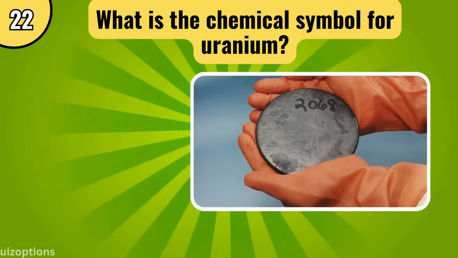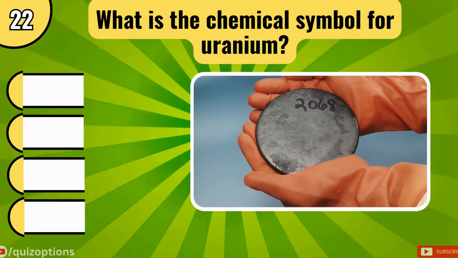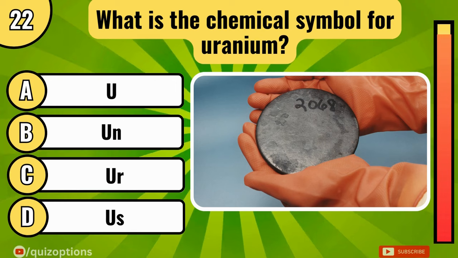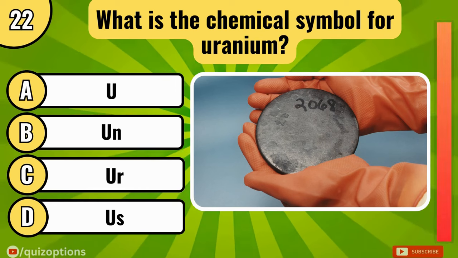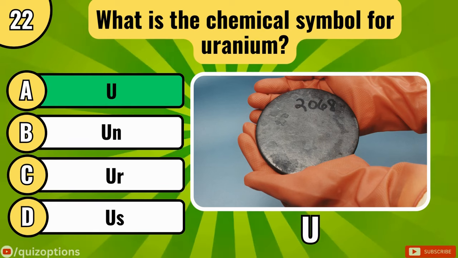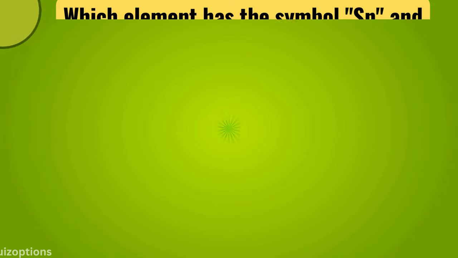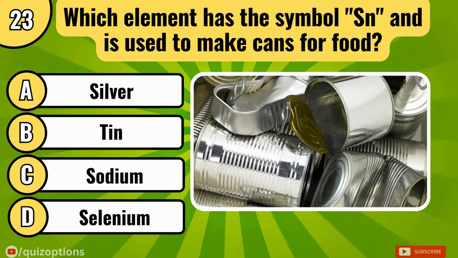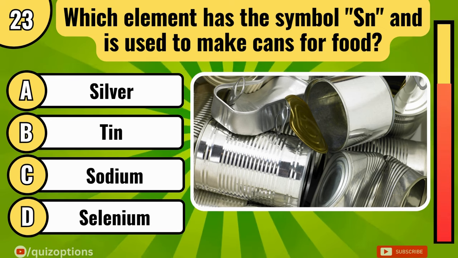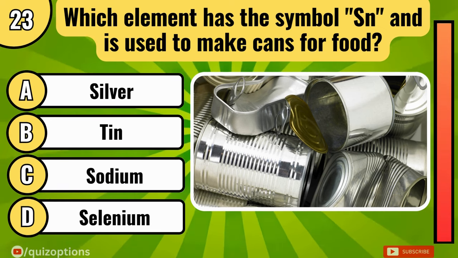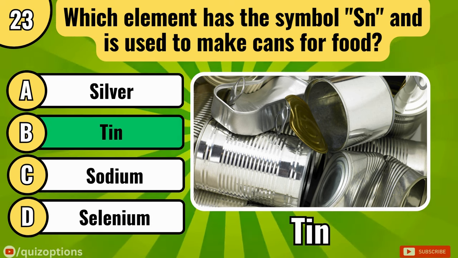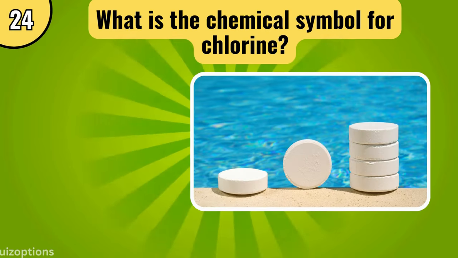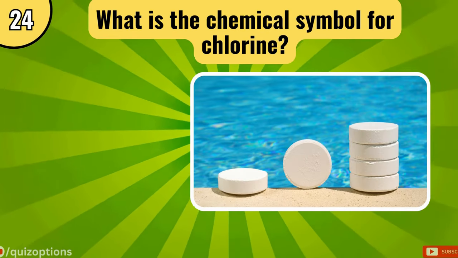What is the chemical symbol for uranium? Which element has the symbol Sn and is used to make cans for food? What is the chemical symbol for chlorine?